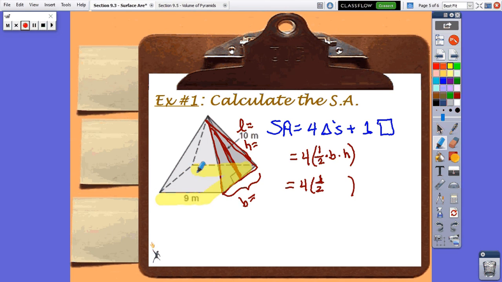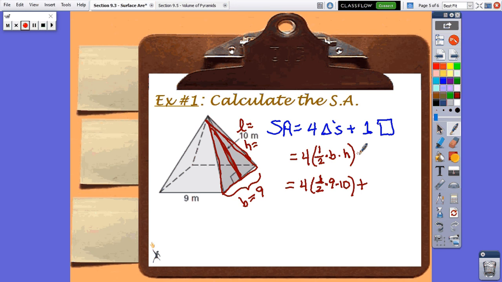Well, what shape did we say that the base of the pyramid would always be? It's always going to be a square in all the problems that we're going to work on. And what's true about all the side lengths of a square? They're all the same. So we know the base of this triangle is 9, and the height of it is 10. So we'll have 4 triangles, each with 1/2 base times height, 9 times 10, plus we've got 1 square.